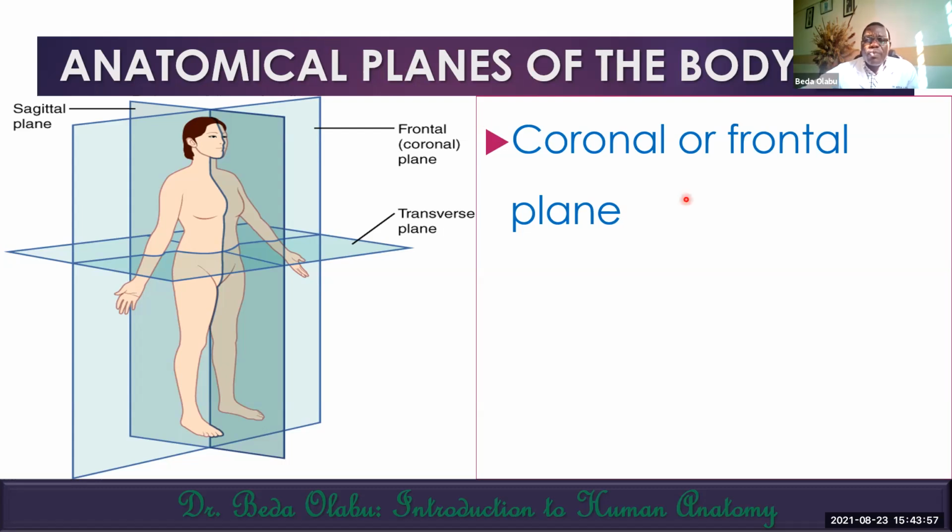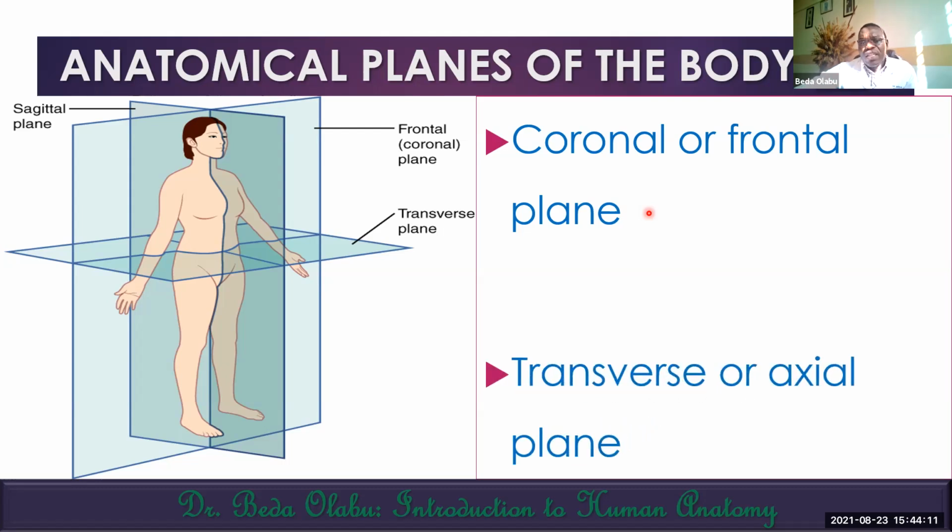The coronal plane is the plane that divides the body into an anterior and a posterior part. So a plane that way, splitting me into an anterior and a posterior part. That's the coronal plane, otherwise known as the frontal plane. And the last one I want to describe is the transverse plane, or normally we call it the axial plane.